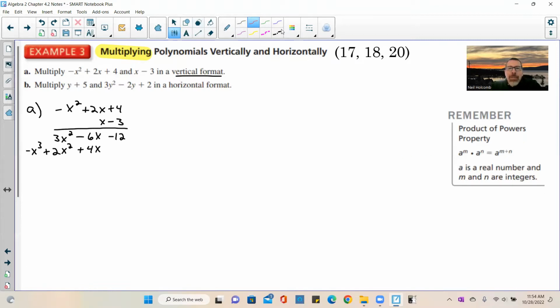Okay, so now let's move on to B. B is in horizontal form. So I'll click here, and B is horizontal. And we're going to multiply these two. So to do it horizontally, you take the first term, y plus 5.